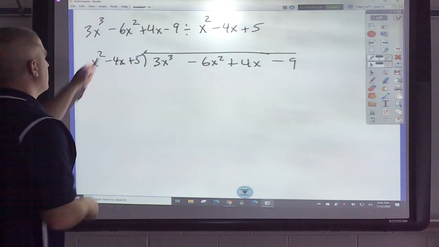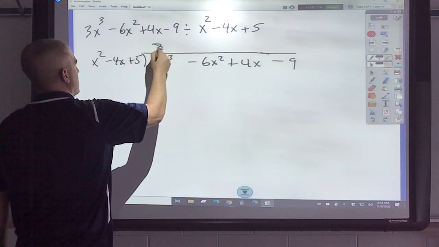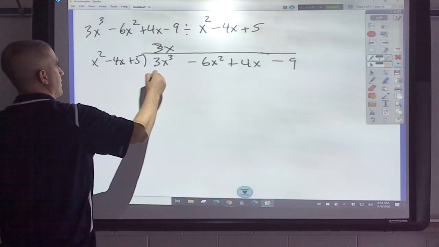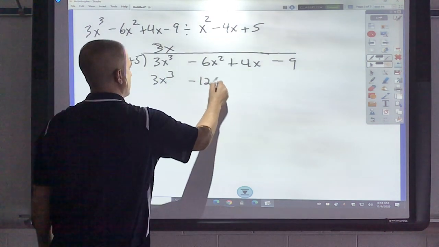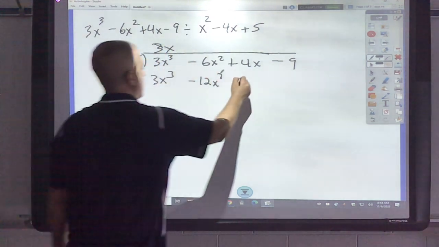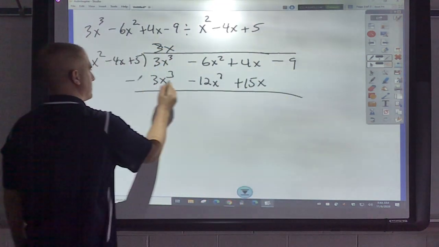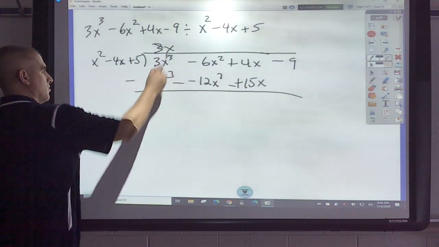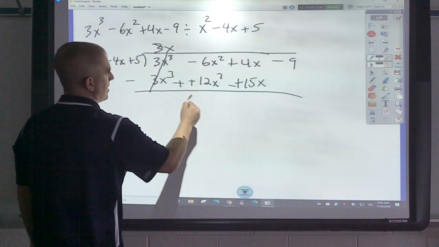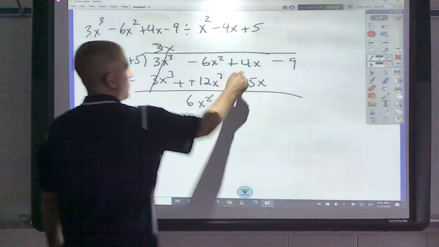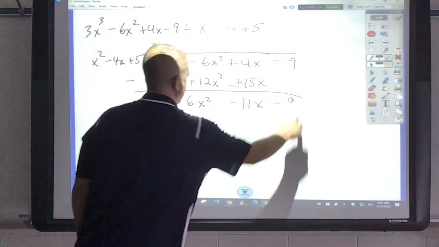So what times x squared would give me 3x cubed? That's just going to be 3x. So I got 3x cubed. 3x times that would be negative 12x squared. 3x times 5 would be 15x. Minus, minus, minus. This goes away. Negative and negative becomes positive, so that would be 6x squared. 4 minus 15 would be negative 11x, and bring down that would be negative 9.